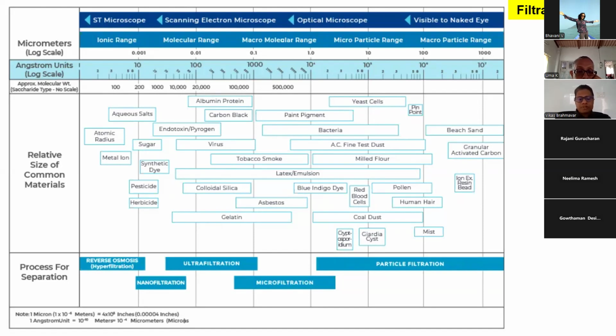Like this, if you see the bottom-most column, there are different technologies used for different particle sizes of filtration. If your water has very high bacteria, particulate filtration will work up to 1 micron. Particle filtration will work, but there are a few bacteria which are smaller than 1 micron in size, so you will have to remove them specifically.